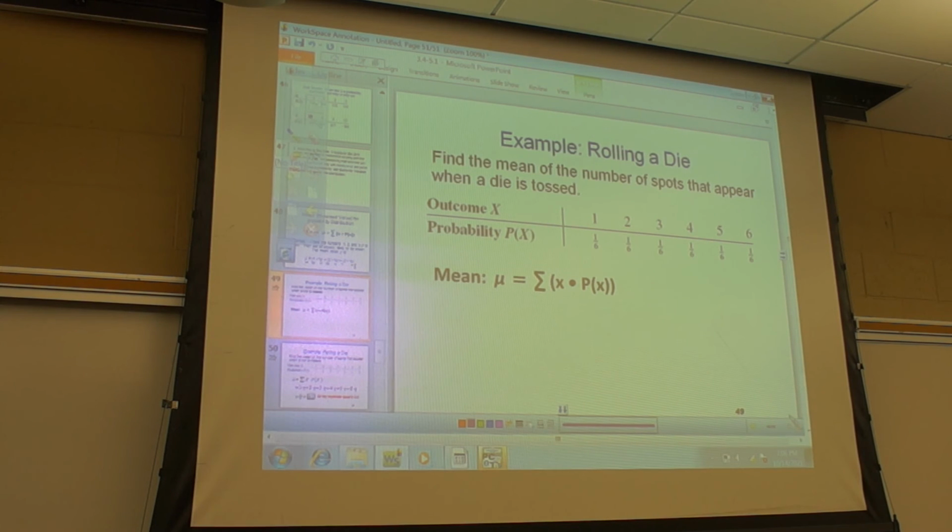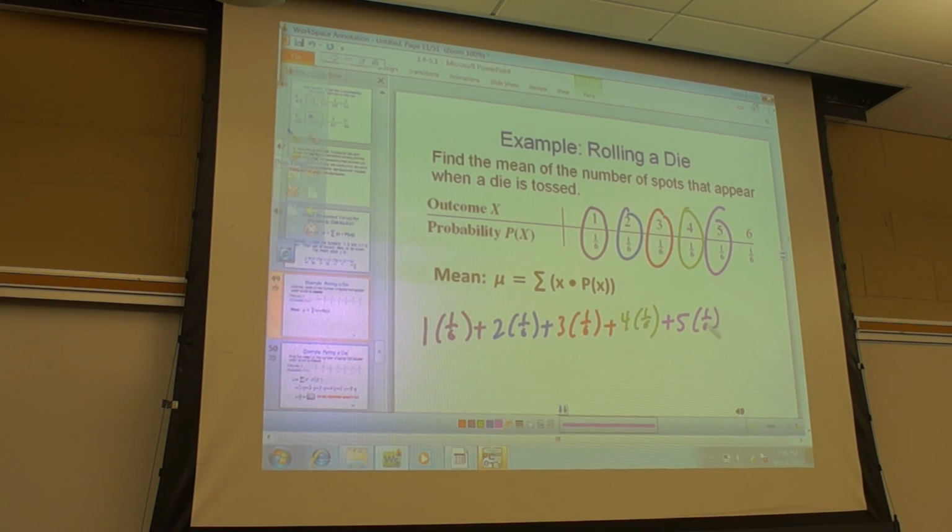So here, I'm going to take 1 multiplied by its probability, plus 2 multiplied by its probability, plus 3, you guys are doing this with me, yeah? 3 multiplied by its probability, plus 4 multiplied by its probability. Plus 5 multiplied by its probability, plus 6 multiplied by its probability.